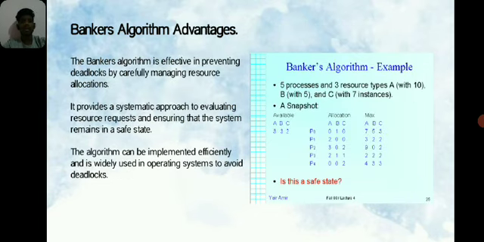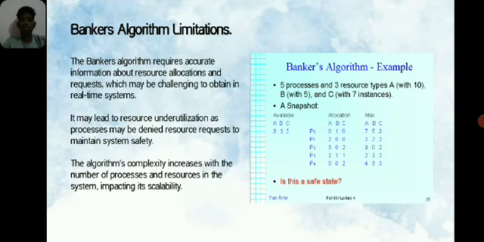Banker's algorithm advantages. The Banker's algorithm is effective in preventing deadlock by carefully managing resource allocations. It provides a systematic approach to evaluating resource requests and ensuring that the system remains in a safe state. The algorithm can be implemented efficiently and is widely used in operating systems to avoid deadlocks.